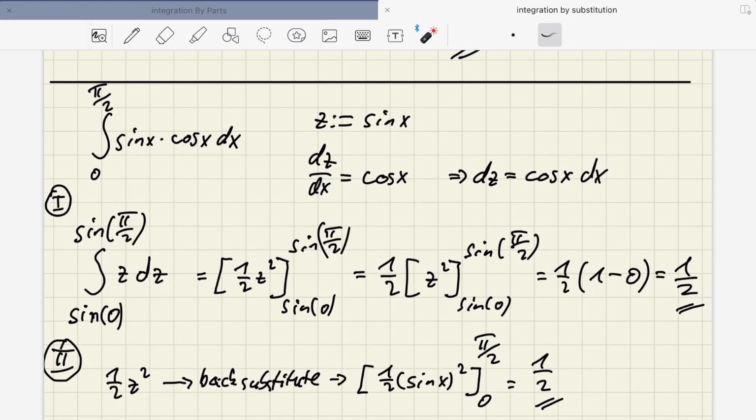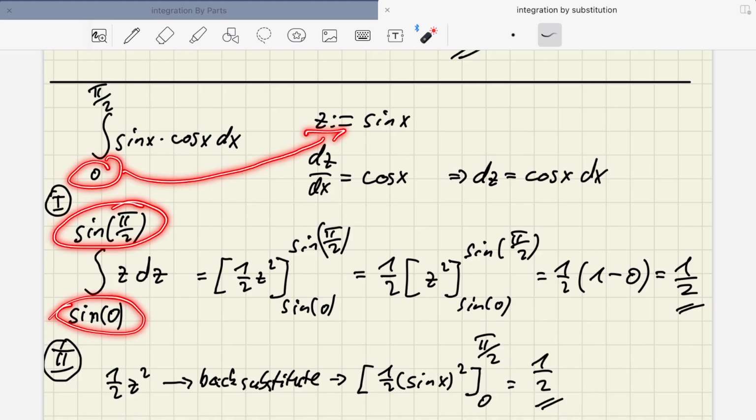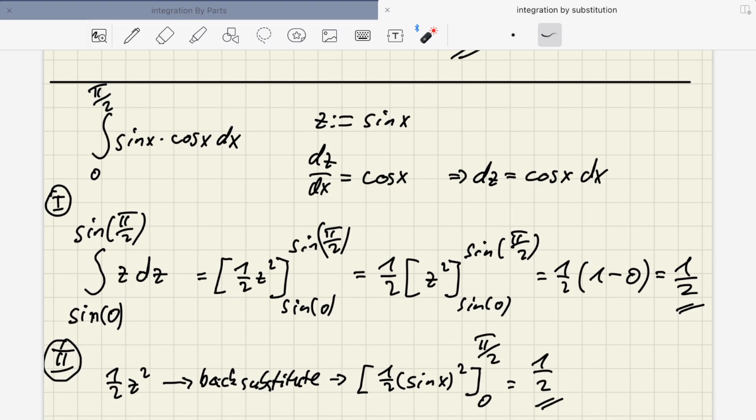You do the method of integration by substitution all the way, and on this step, if you're going for the integral referring to z, you put in new limits. You take your old limits, put them into your substitution, and these become your new limits. This is step 1. Therefore, you don't have to back substitute. You can just solve the integral with your substitution, which you see is quite easy as well.